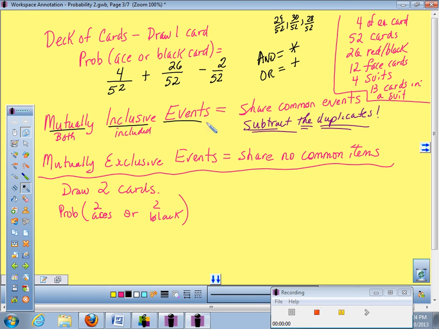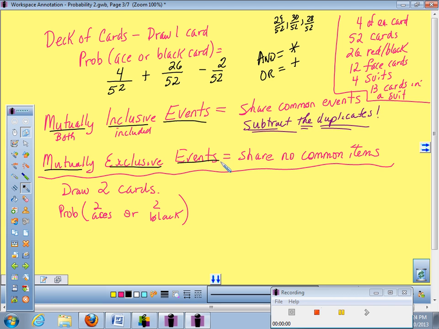Whereas you can also have mutually exclusive events. What does it mean to exclude something? Take them out of there. Yeah, throw it out, keep it away. So in that case, the 2 events have nothing in common. They share no common items inside that. Okay. If it's mutually exclusive, are you going to have to worry about subtracting anything? No, you won't. If it's something or something and they have nothing in common, you'll just add the 2 and be done. But it's really, really easy to forget to check for those duplicates, those ones that overlap.